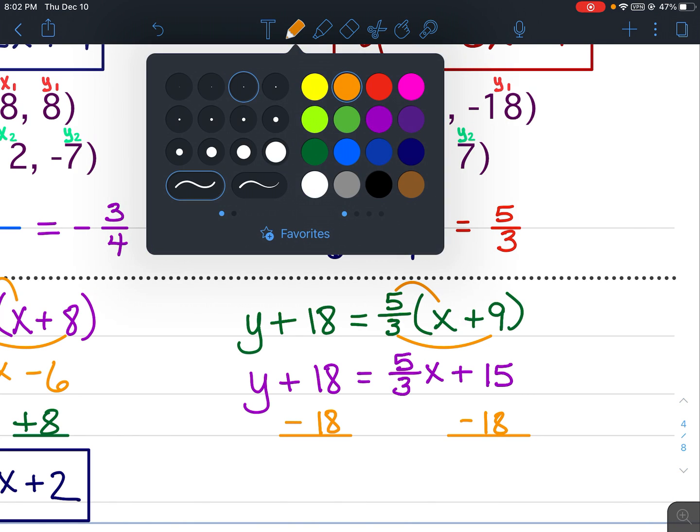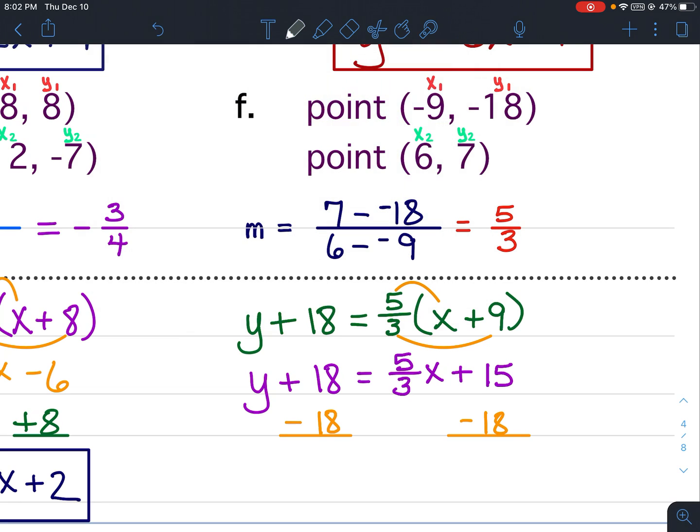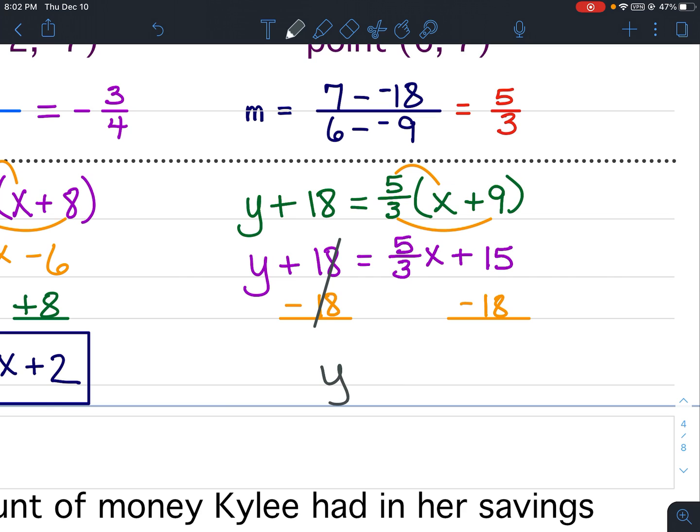All right. Cancel that out. Now our last step. We've got 5/3 x. 15 minus 18 is negative 3.